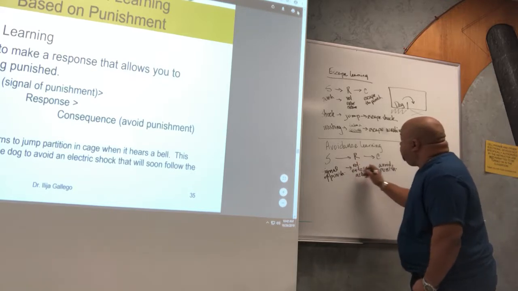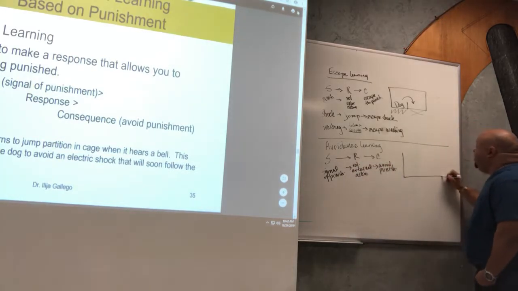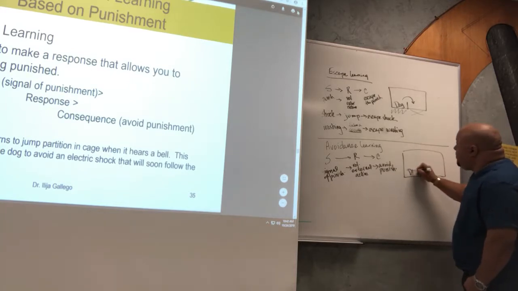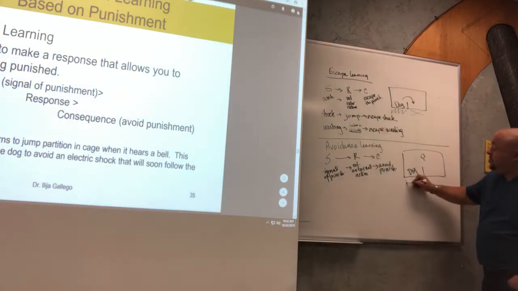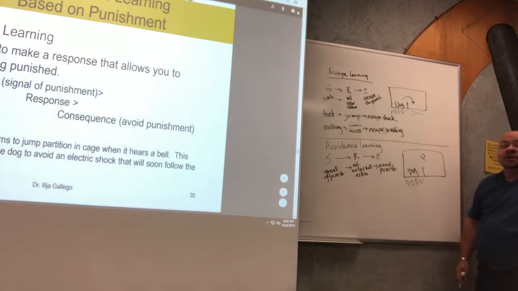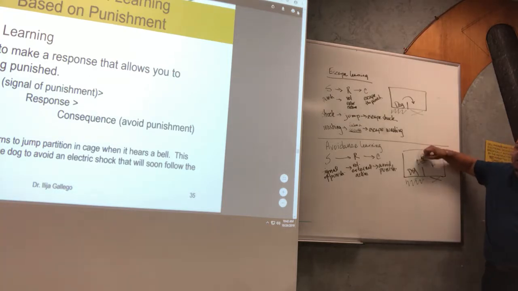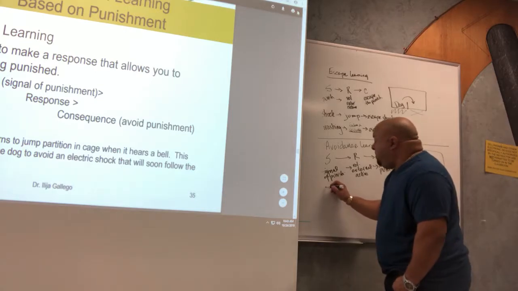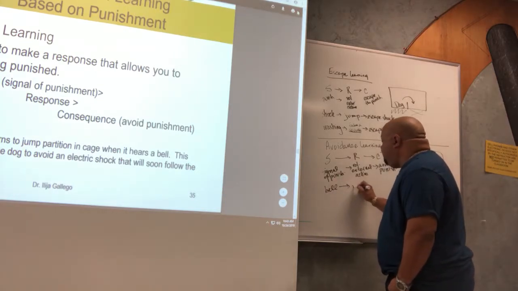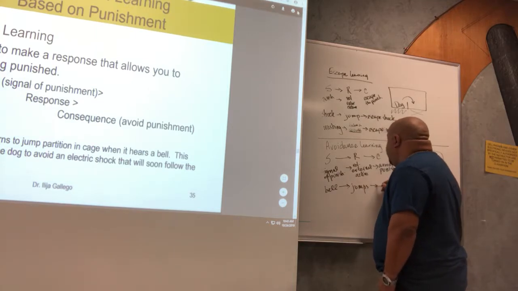So what they do with the dogs here is they put the dog in the cage with the partition, and they ring a bell, and then they start to shock that side of the cage, and the dog will jump over to the side that's not shocked. And they keep doing this back and forth. Soon, the dog learns: when I hear that bell, I should jump and avoid the shock in the first place. You with me? So the dog hears the bell, and it jumps, and it avoids the shock.